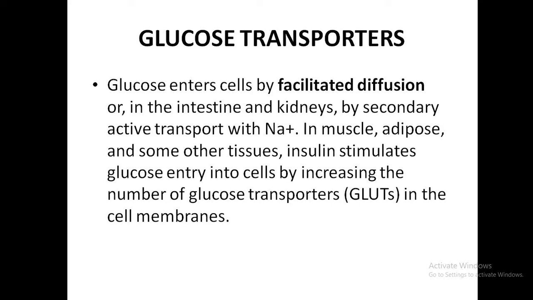Now coming to glucose transporters. We all know glucose enters either by facilitated diffusion or by secondary active transport with sodium in intestine and the kidneys. In muscle, adipose tissue and some other tissues, insulin stimulates glucose entry into cells by increasing the number of GLUTs in the cell membrane.